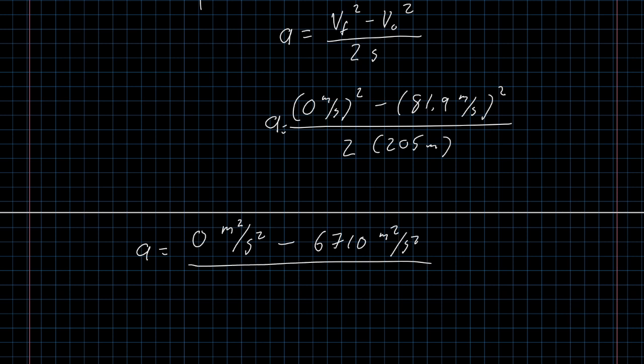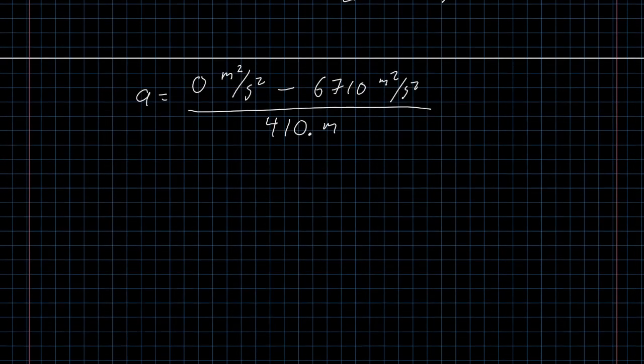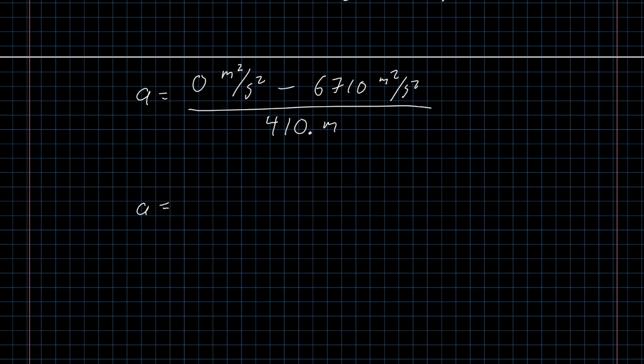And then 2 times 205 is 410. That 2 is an exact value, so we don't worry about it. The 205 had 3 significant digits, so that 0 is significant, and the units there are going to be in meters. 0 minus whatever is just the negative of whatever. We said that this was going to be a negative acceleration, a deceleration, so we're not surprised by that.